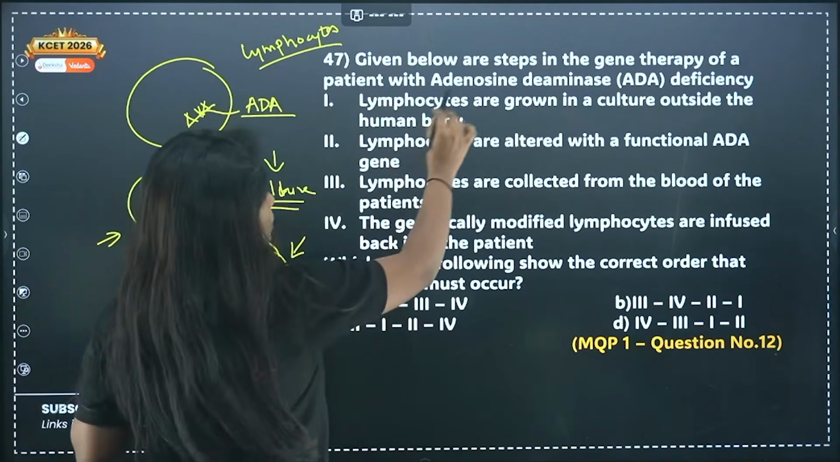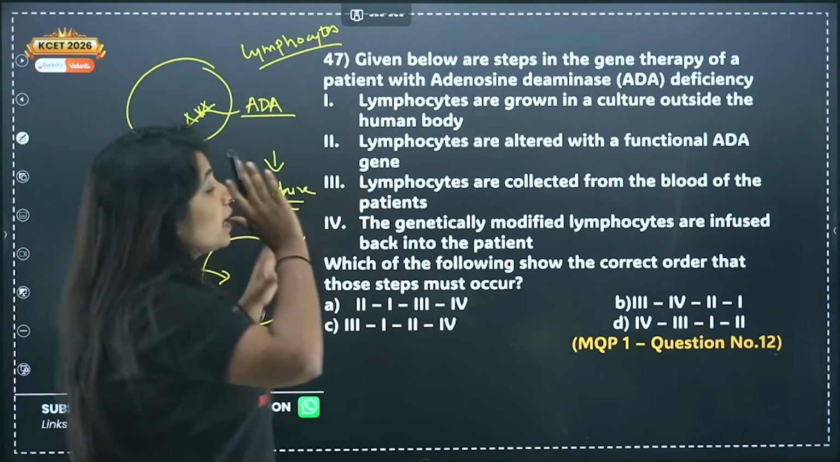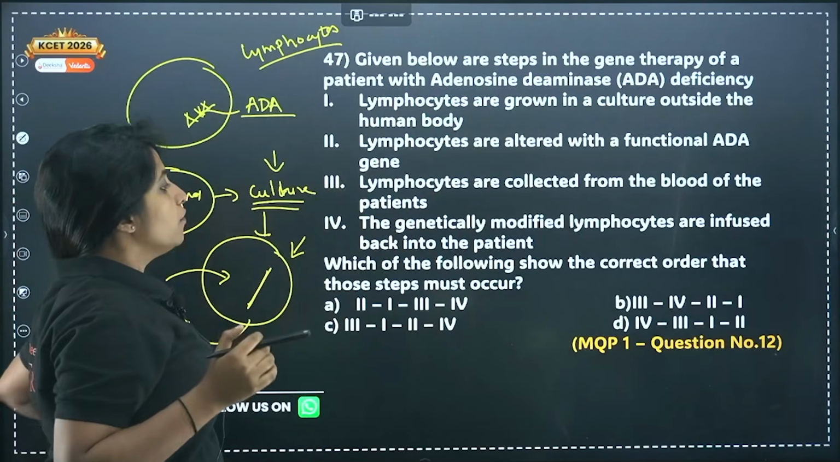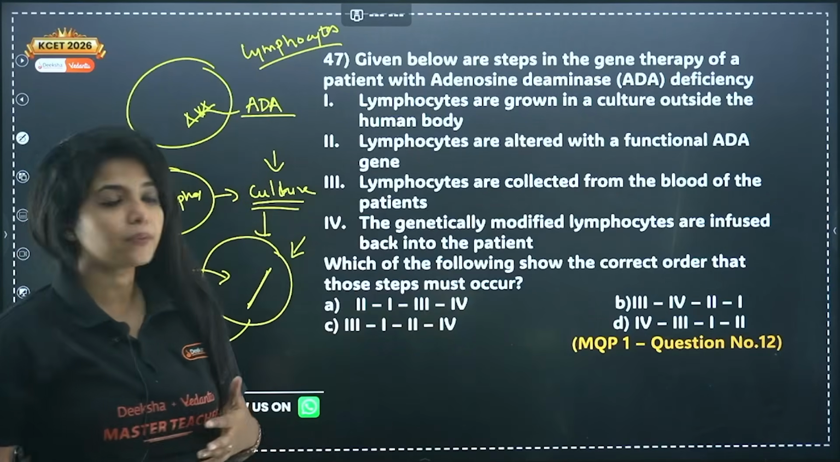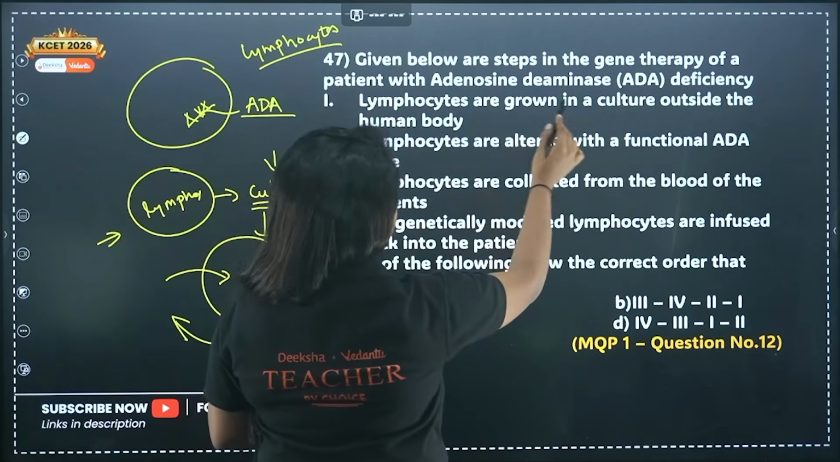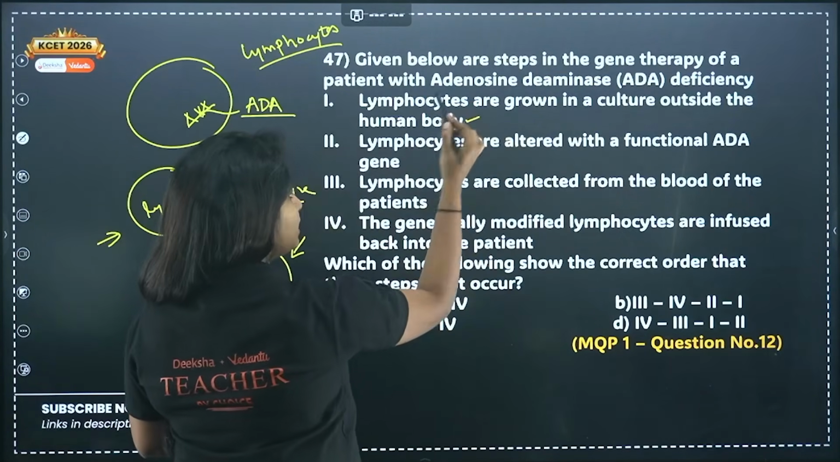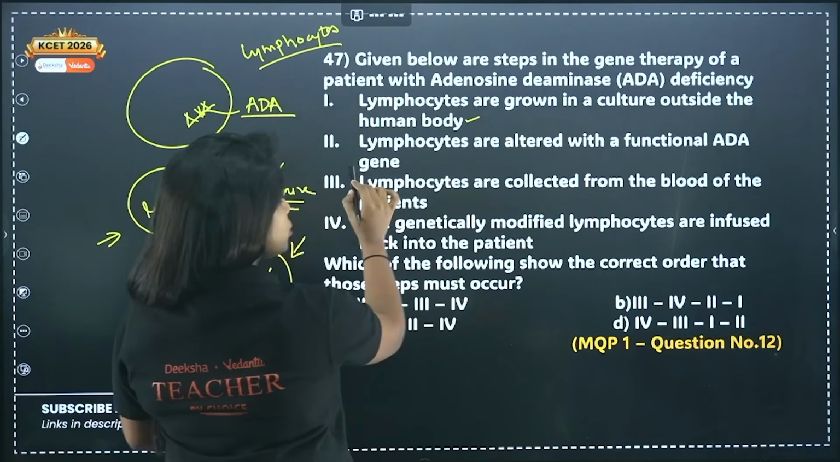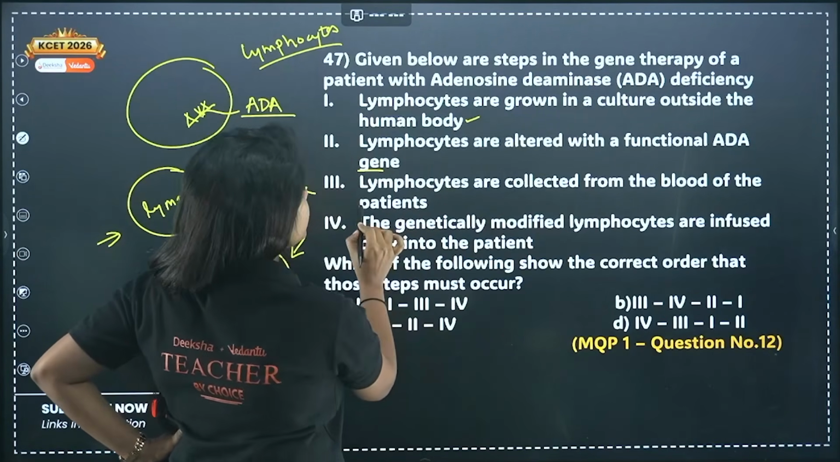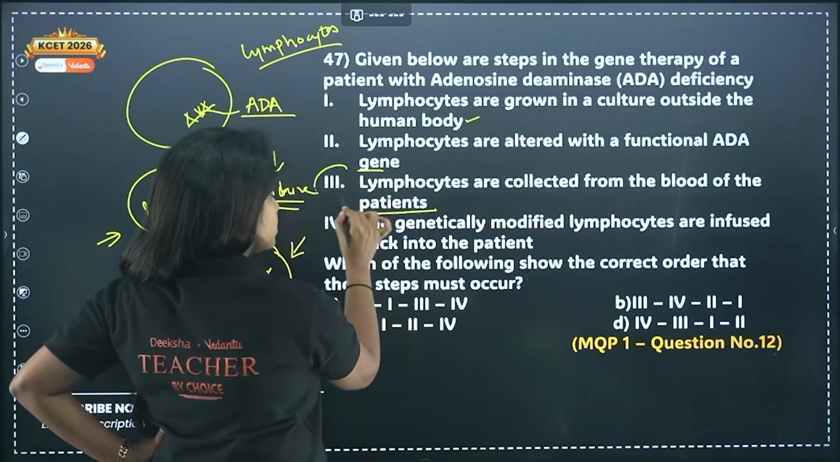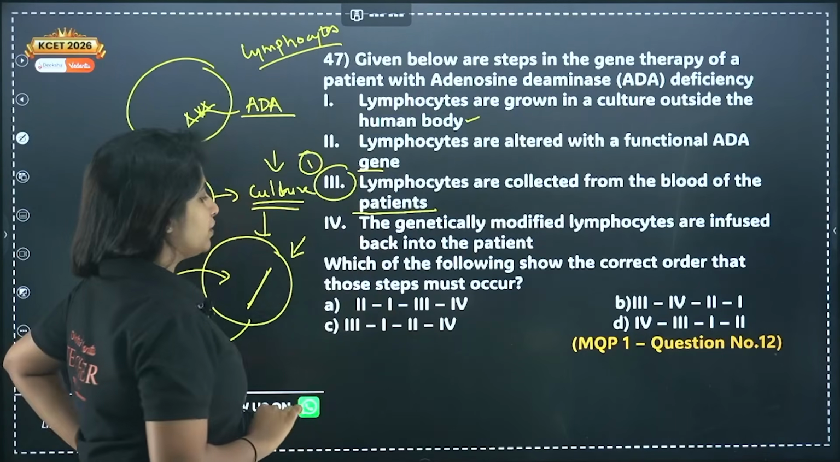Okay, so given below are the steps in gene therapy of a patient with adenosine deaminase deficiency. Which of the following shows the correct order in which those steps must occur? Lymphocytes are grown in a culture outside the human body. This is done later. Lymphocytes are altered with the functional ADA gene. This is also done later. Lymphocytes are collected from the blood of the patient. Yes, this is the first thing.